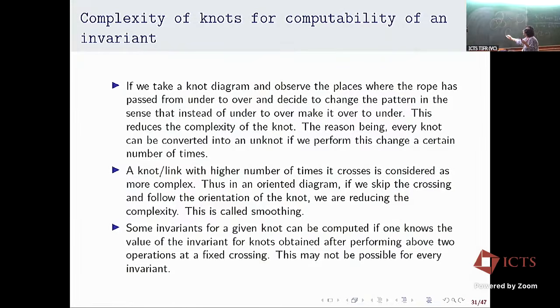Another operation is, suppose this is my orientation. I am putting that. So at any crossing, I bypass. Instead of crossing, following the orientation, I just bypass the crossing. And this process is called smoothing. So the moment I did the smoothing, the number of crossings became less, and that's why my complexity has reduced.